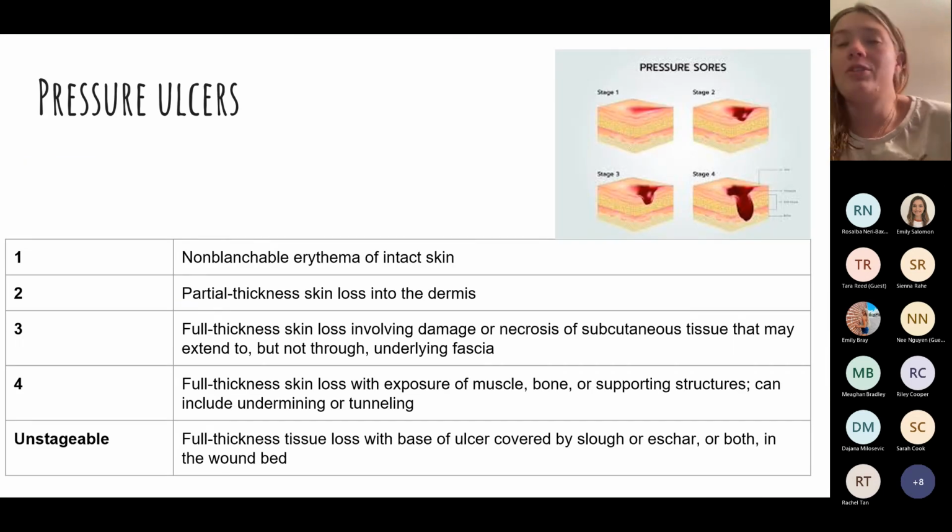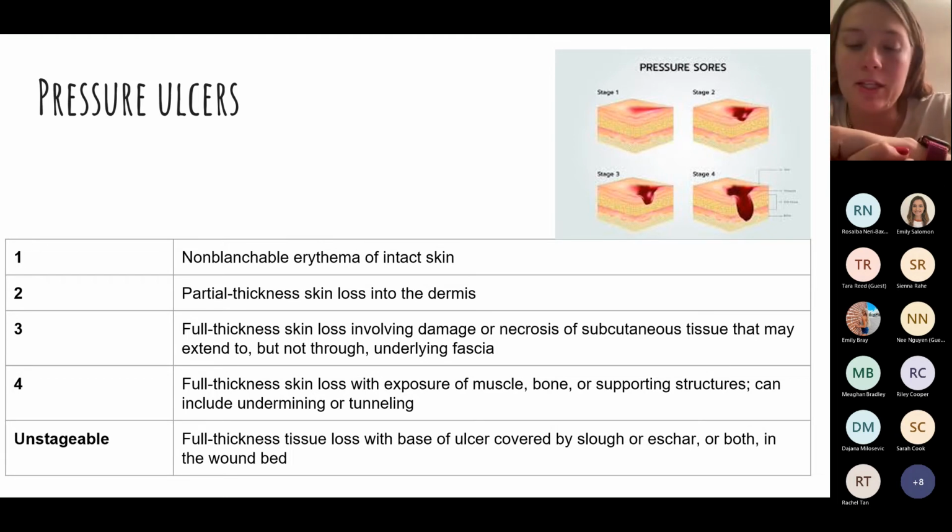When we talk about pressure ulcers, these are a really big issue in the hospital because our patients are bedbound, especially in the ICU, or simply aren't up walking as much when they're in the hospital. So it's really important to learn how to stage our pressure ulcers. A stage 1 pressure ulcer is a non-blanchable erythema of intact skin. So they're going to have redness.